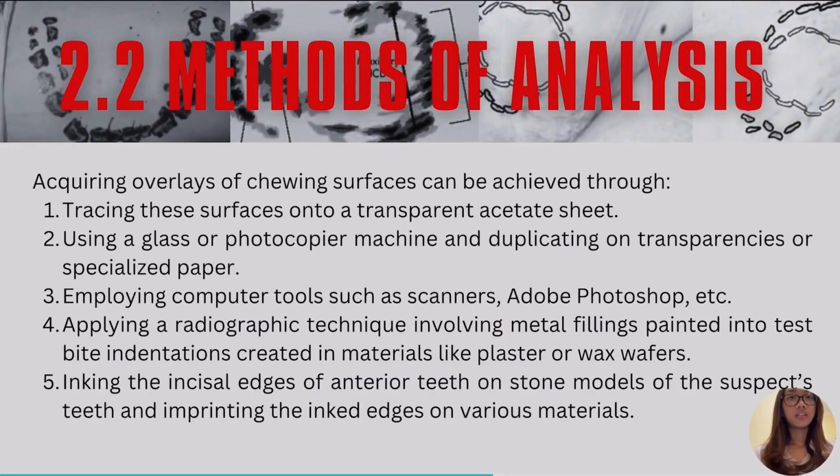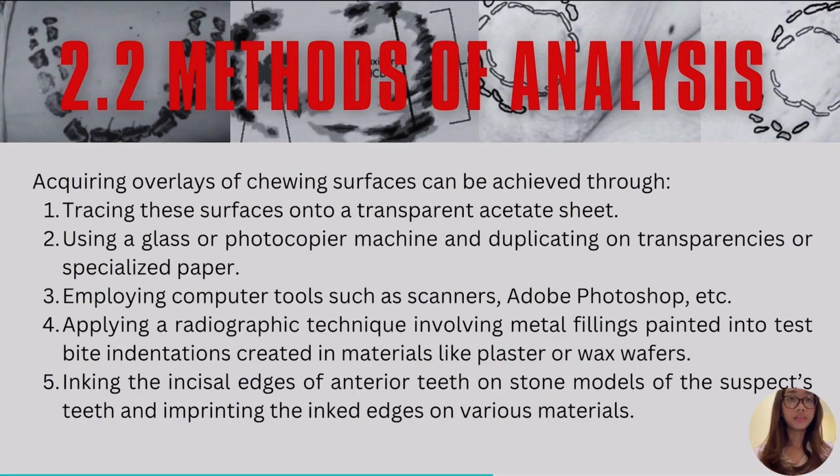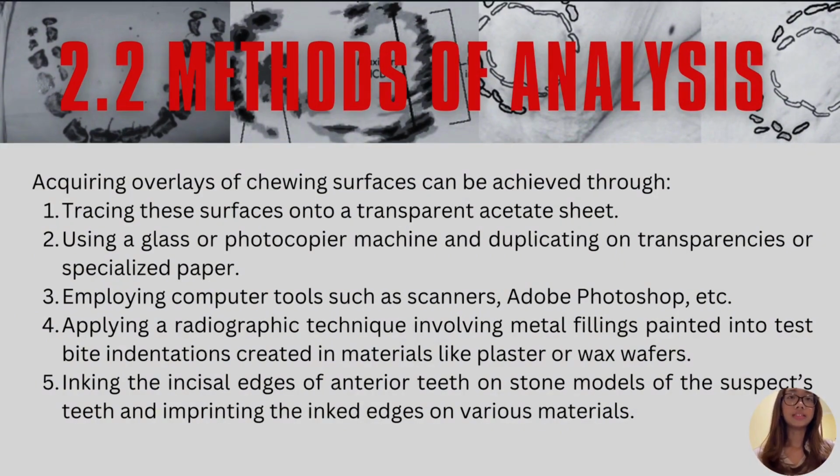The other technique for analyzing the bite marks is called the overlays technique. Acquiring overlays of showing surfaces can be achieved through, first, tracing the surfaces onto a transparent acetate sheet. Second, using a glass or photocopier machine and duplicating on transparencies or specialized paper. Third, employing computer tools such as scanners, Adobe Photoshop, etc.